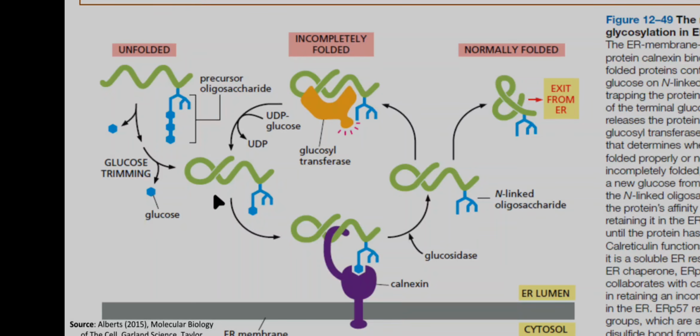Glucosidase enzymes 1 and 2 act, and then it folds after the removal of 2 glucose. Then calnexin will help in binding this, so that it rechecks whether it is misfolded or folded. Calnexin will recognize the single glucose molecule of that precursor oligosaccharide.